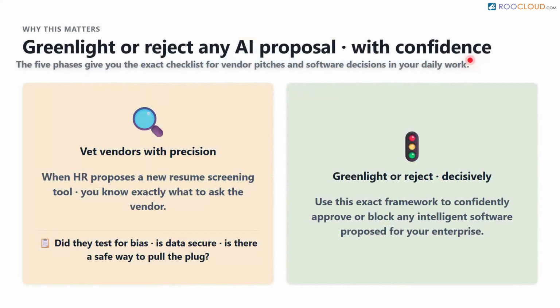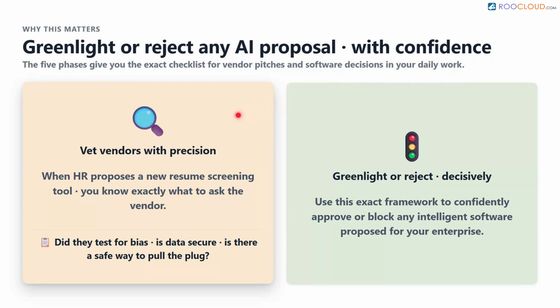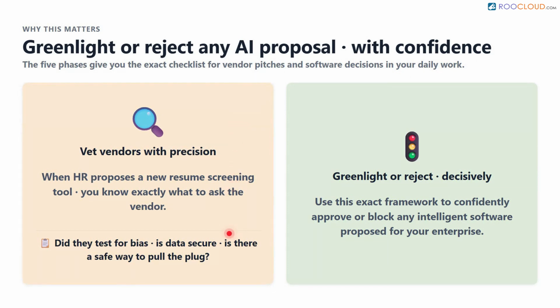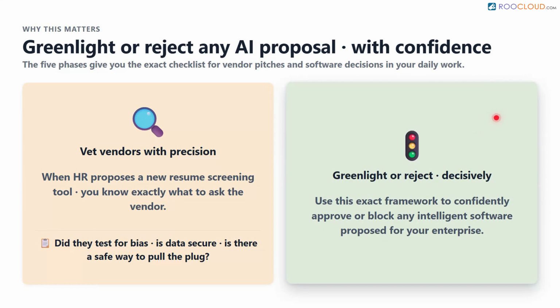Understanding this lifecycle is incredibly practical for your daily professional life. For example, if your human resources department wants to buy a new automated resume screening tool, you will know exactly how to verify if the vendor actually tested for bias, if the data is secure, and if there is a safe way to pull the plug if things go wrong. You can use this exact framework to confidently greenlight or reject any intelligent software proposed for your enterprise.